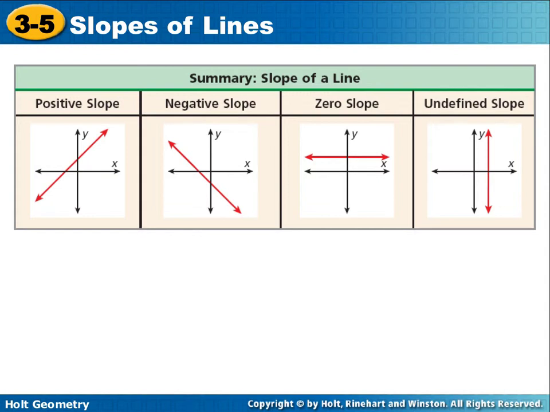Some number over 0. Yes, that's the type of slope you would get. So again, you can use those to check yourself and see if you're getting your signs right.